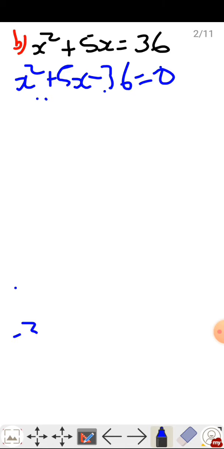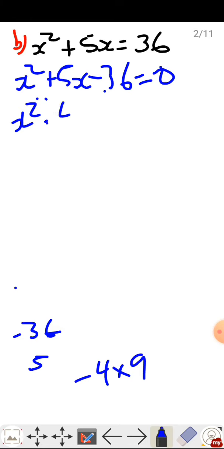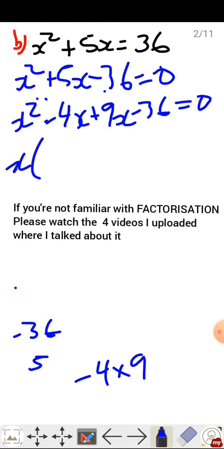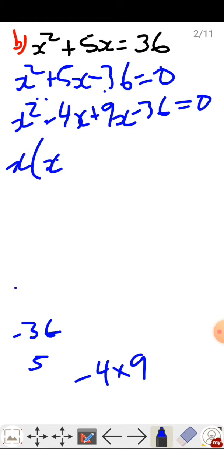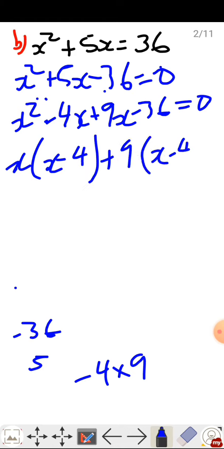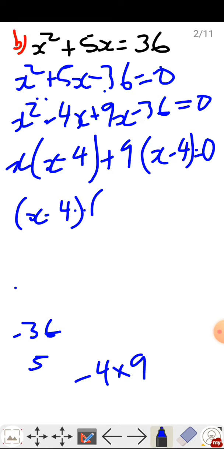So we'll look at the coefficient, the number before x squared, which is 1, and we'll look at our constant, which is minus 36. Okay, so I have to look for two numbers, in this case minus 4 and 9, because when you multiply the two you get minus 36, when you add you get the 5. So you substitute them, in this case here, the way I'm doing. Then now you factorize common factors, the x here minus 4, common factor here 9, 9 into 9 cancel, 4 equals to 0.